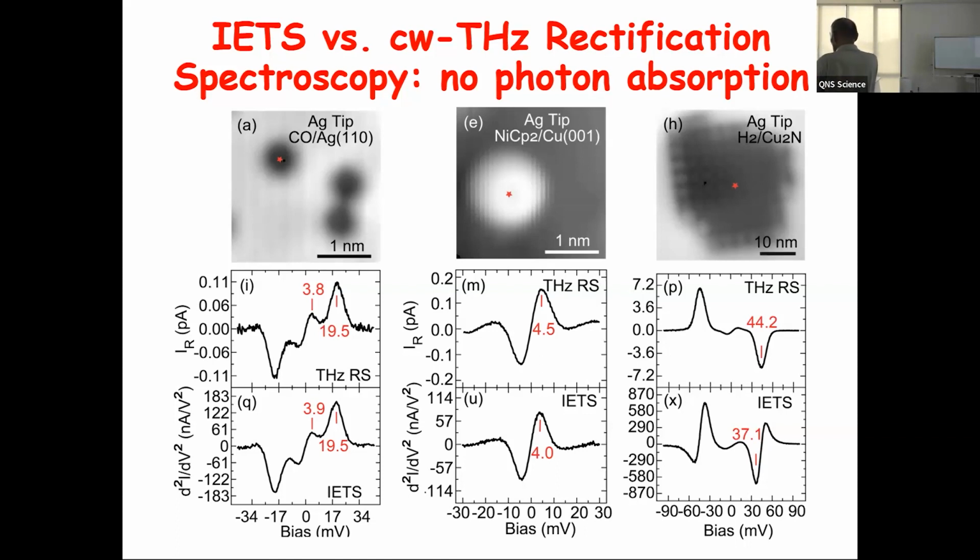The hydrogen molecule in the gap has a small dipole moment, so it reacts very sensitively to the substrate electric field, and also to the confined field, which is the bias between the tip and the sample.